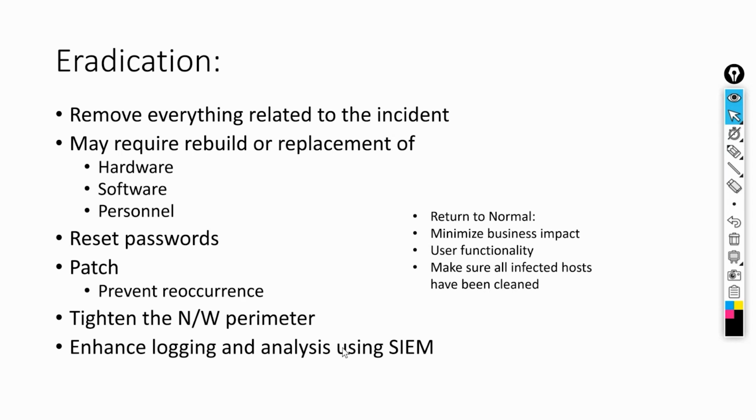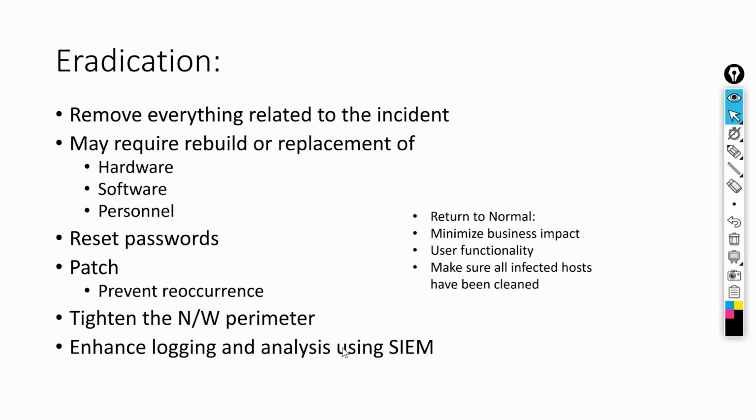Then you will determine whether to return to normal business operation. When we say returning to normal, failback is a live example. Failover means failing over from the primary site to the backup site. That's a failover. Failback means backup site to your primary site. That is your failback. Minimize the business impact. Check the user functionality. Make sure that all the hosts which were infected with the virus or ransomware, whatever it is, have been successfully cleaned. All these are the important stages of the eradication.